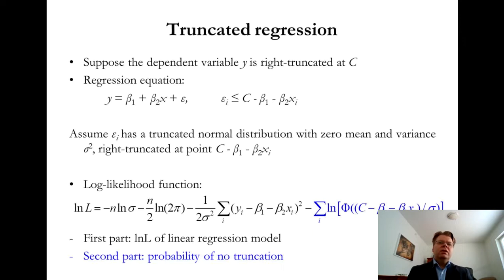So notice here that both are based on maximum likelihood, and both have this linear regression part, and then, in this case, the probability of no truncation, whereas in the case of censoring we had the probability of censoring modeled explicitly. So if you would need to make a choice whether to exclude those censored observations and use truncated regression instead, of course it would be better to have those censored observations in the data explicitly, because that's also information rather than excluding them away.